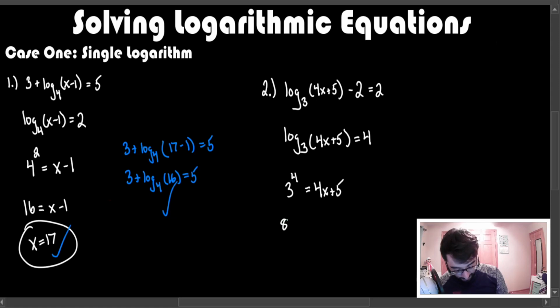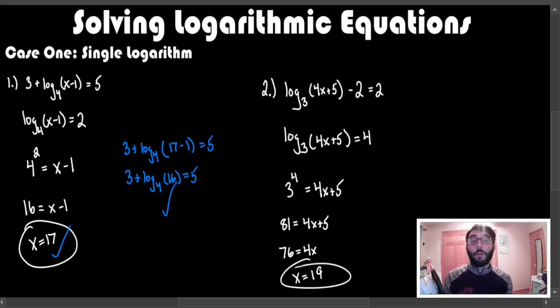3 to the 4th is 81. So 81 is equal to 4x plus 5. We're going to go ahead and subtract 5 from each side to get 76 is equal to 4x. Then we divide each side by 4 to get x is equal to 19. And that would end up being our final answer.